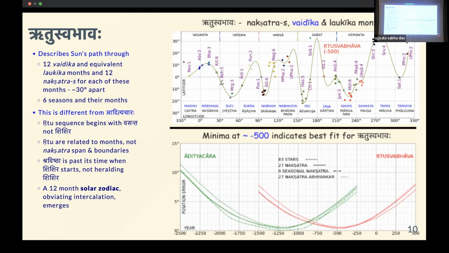And of course, Shravishta is past its time, whereas Shravishta was at the beginning. So this is a hint of the precision. And this is an important conclusion that the Professor has made. The 12-month solar zodiac, obviously with intercalation, emerges. So the solar zodiac can be seen here. It is not something that somebody else has to tell us. It's already mentioned here very clearly. There is no doubt at all as to what this is.